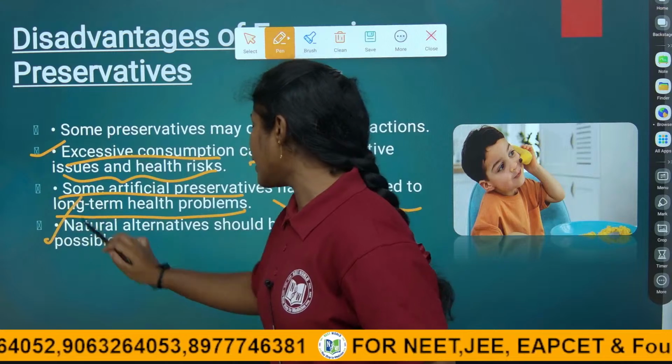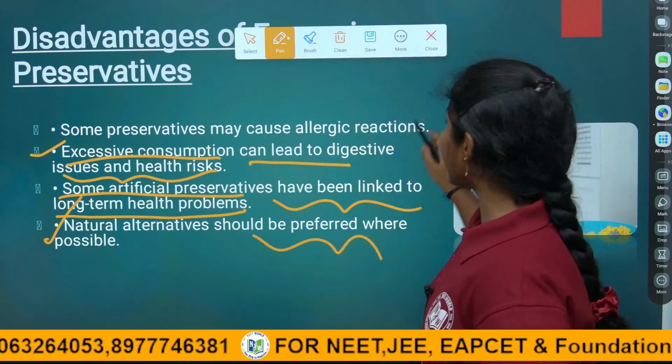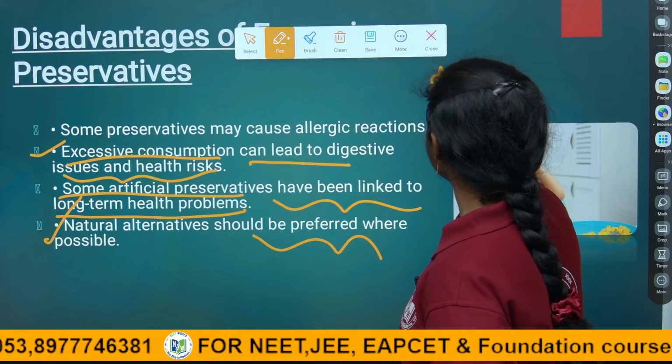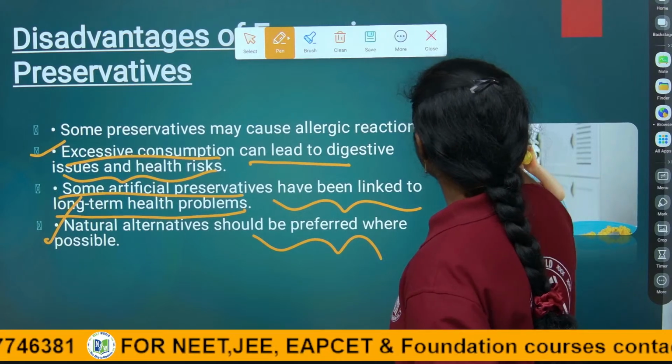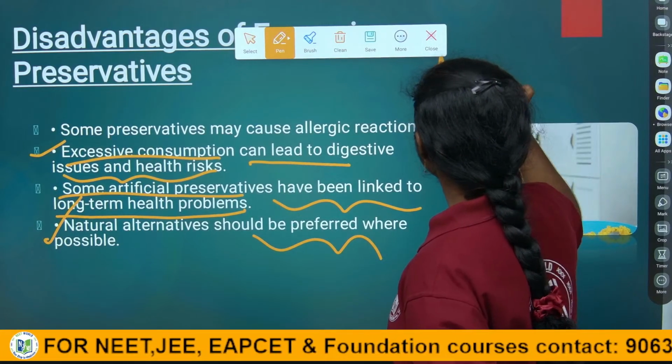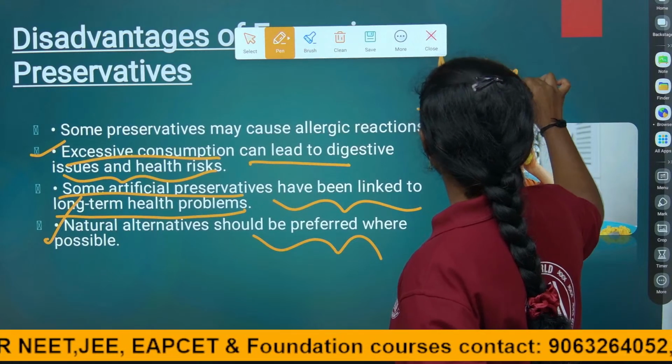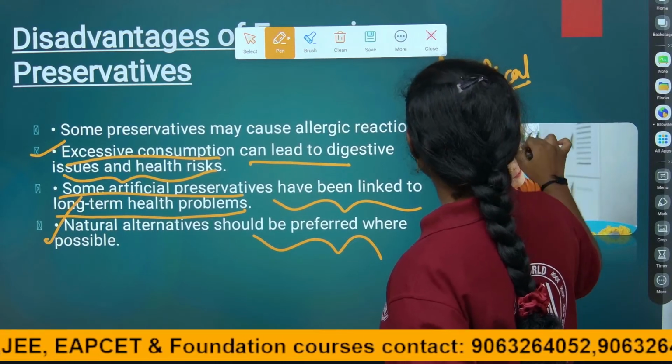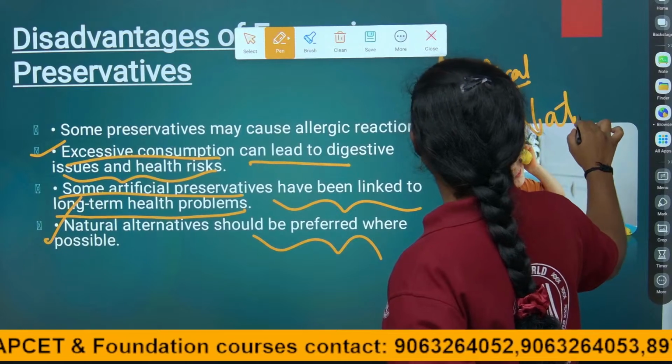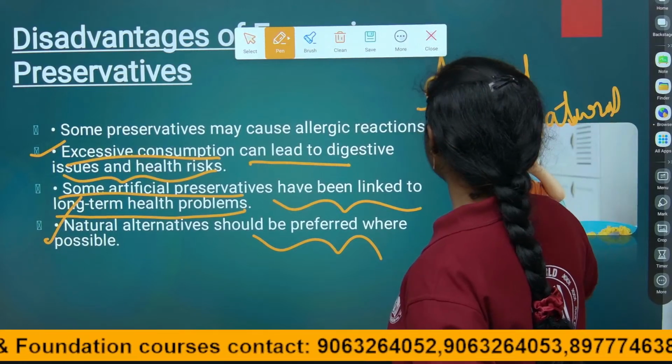Natural alternatives should be preferable. More than artificial methods, we have to prefer the natural methods, because as they are natural, they do not cause as much harm as the artificial ones.